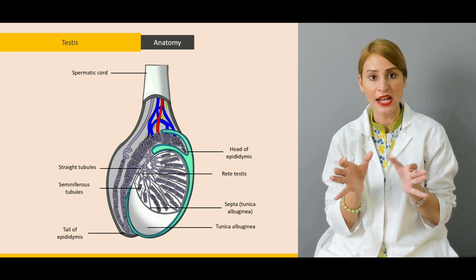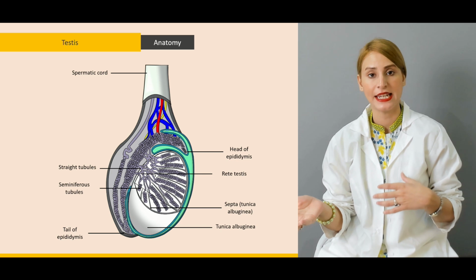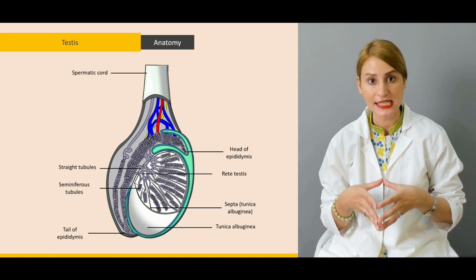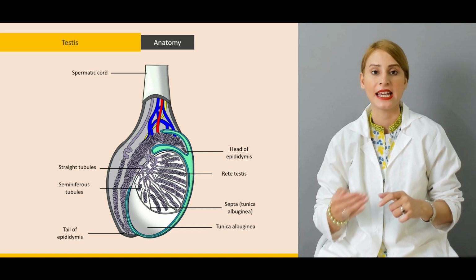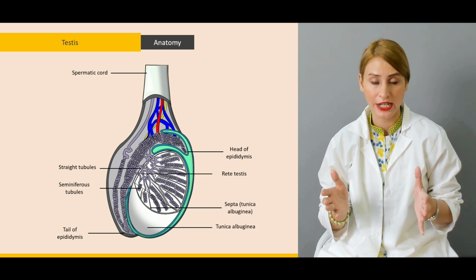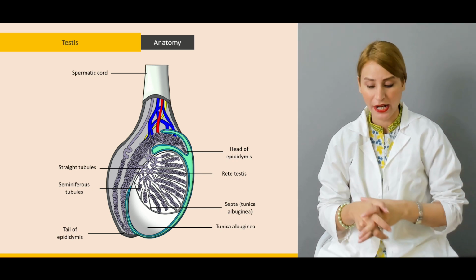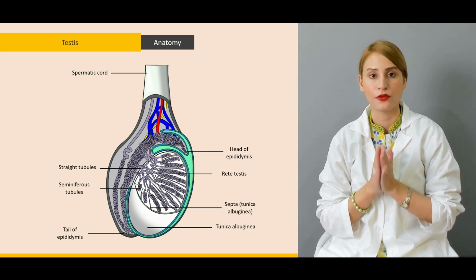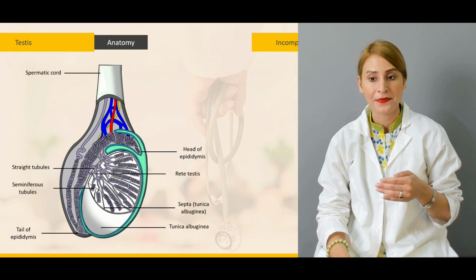So basically, the right testis follows a shorter pathway because it drains directly into the inferior vena cava. If we compare it with the left testis, the left side drains first into the left renal vein, and then ultimately into the inferior vena cava. If we talk about the lymphatic drainage, the testes drain directly into the para-aortic lymph nodes, as the testicular artery is a direct branch of the abdominal aorta just below the origin of the renal arteries.